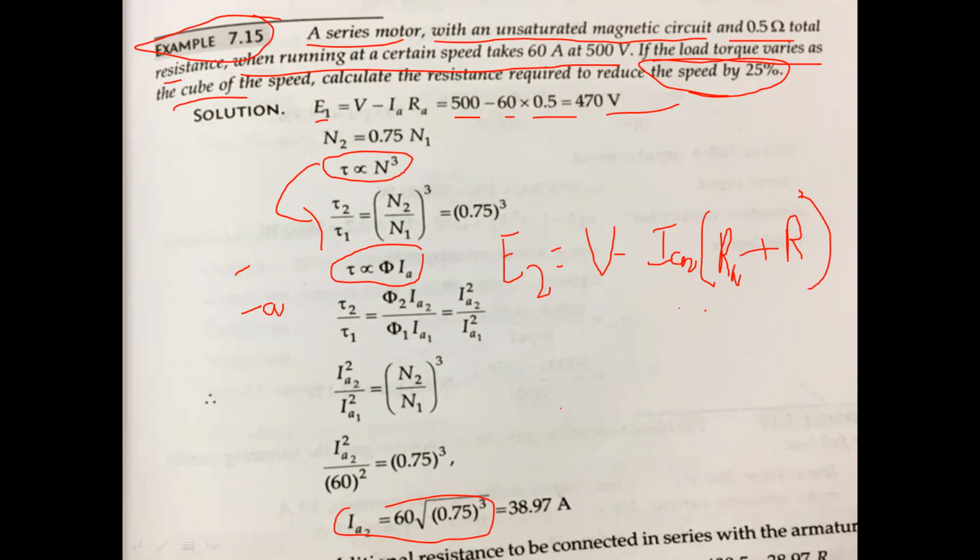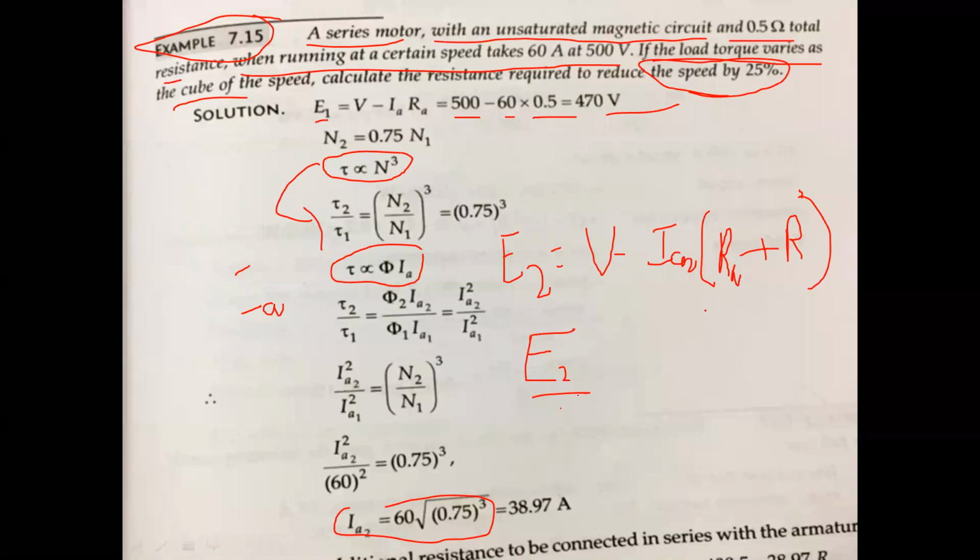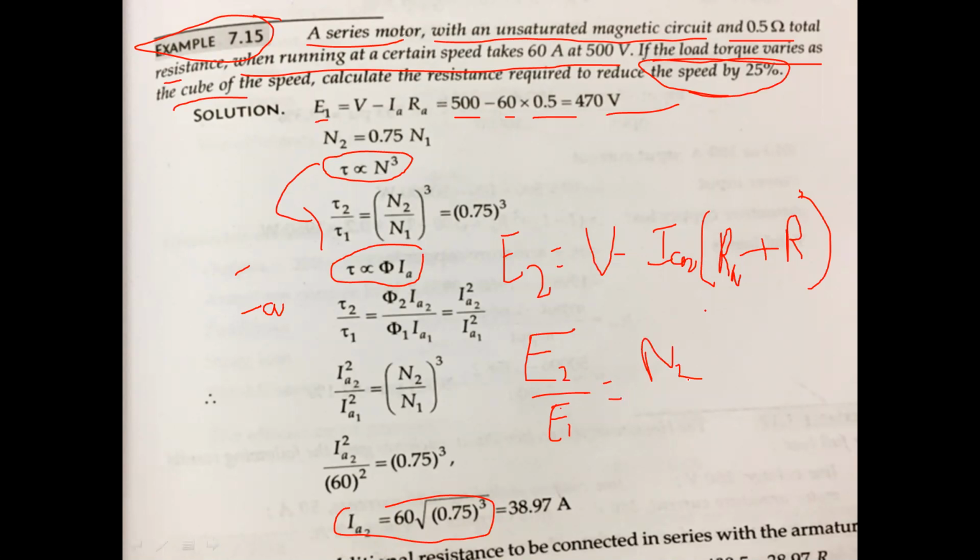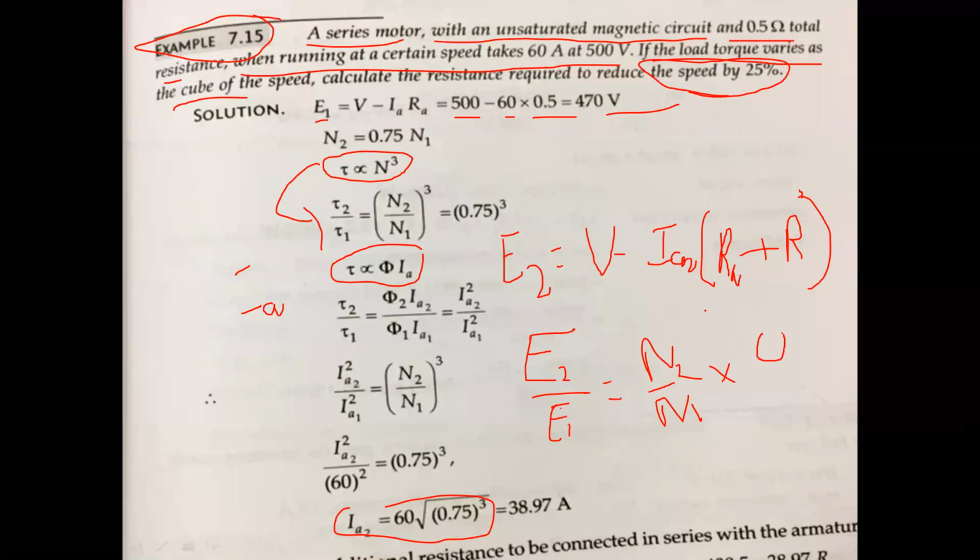So V is 500 volts minus Ia1 value 38.5 amperes. Here we get 38.97, and then from the relation E2 by E1 equals N2 by N1 into phi 1 by phi 2.